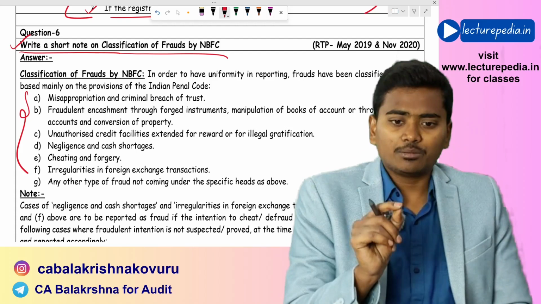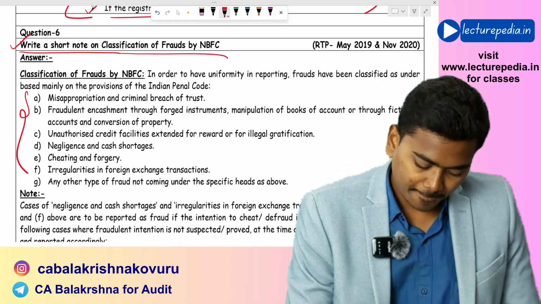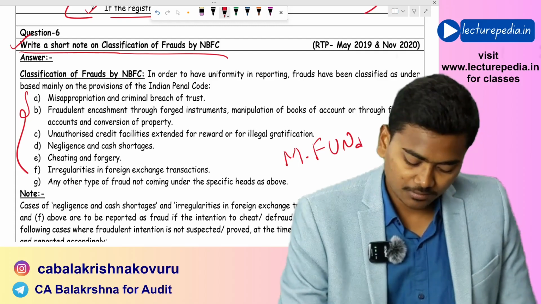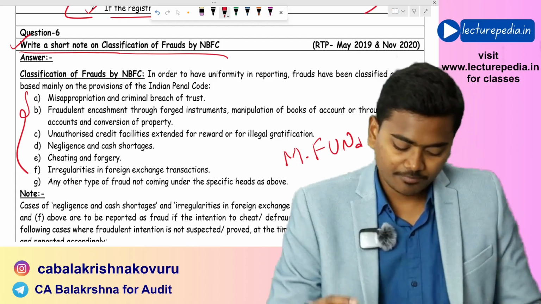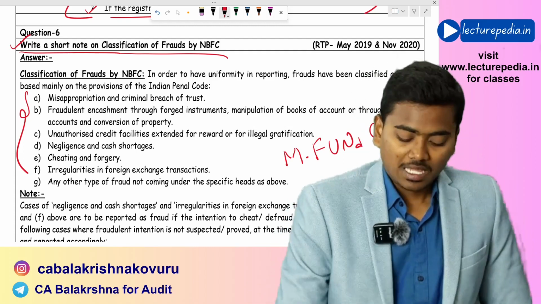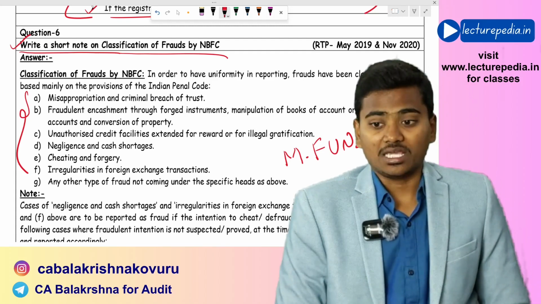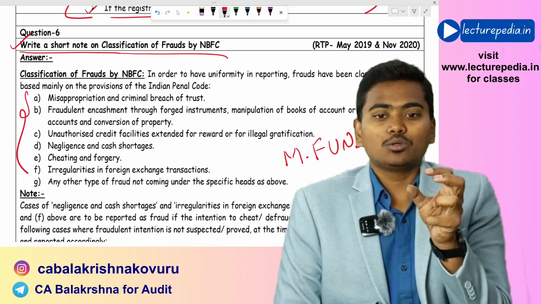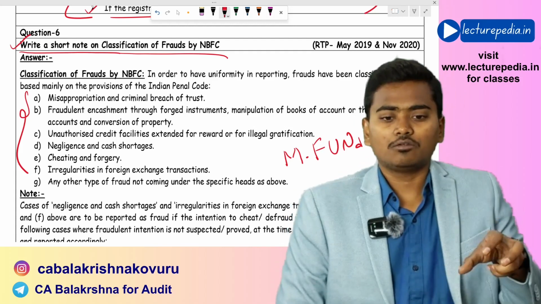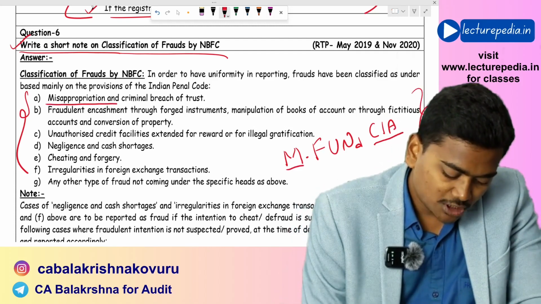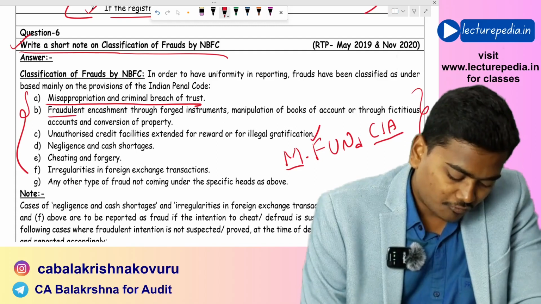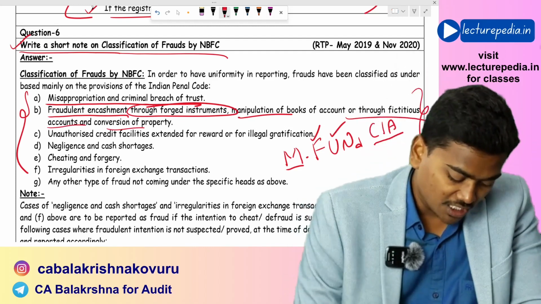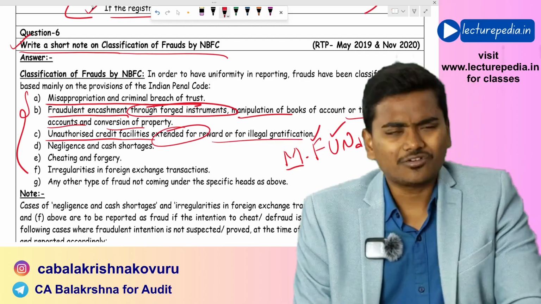Now, in order to remember these frauds, you can use a simple mnemonic: mutual fund by name SIA. There is a particular mutual fund and the name of the mutual fund is SIA. In this mutual fund, certain frauds are taking place. What are those frauds? In this manner you can remember them. First of all, M for misappropriation and criminal breach of trust. F, fraudulent encashment through forged instruments, manipulation of books of accounts or through fictitious accounts and conversion of property. U, unauthorized credit facilities extended for reward or for illegal gratification.